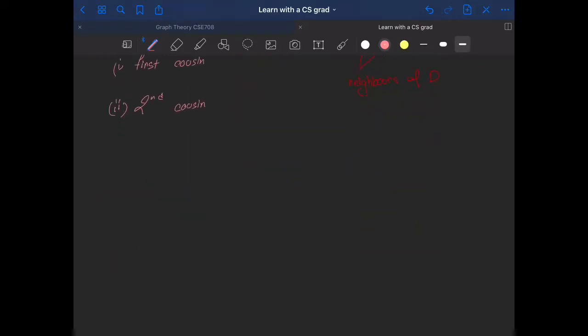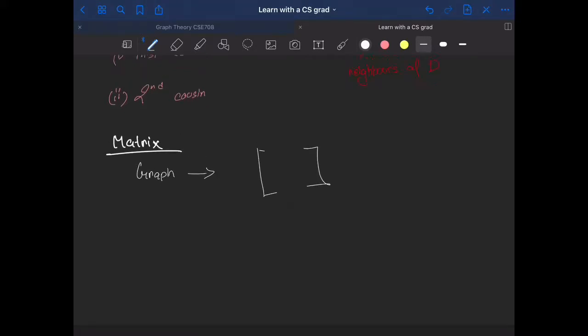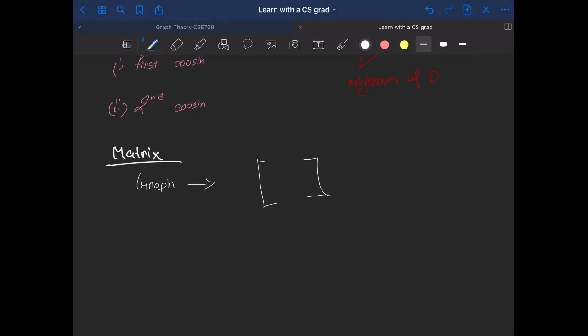Now there's one more interesting thing that we need to talk about, which is the matrix. A graph can be represented through a matrix, and there's one thing that you have to always remember: undirected graphs generate a symmetric matrix. On the other hand, directed graphs sometimes create a symmetric matrix based on how they are built. So what does that mean?